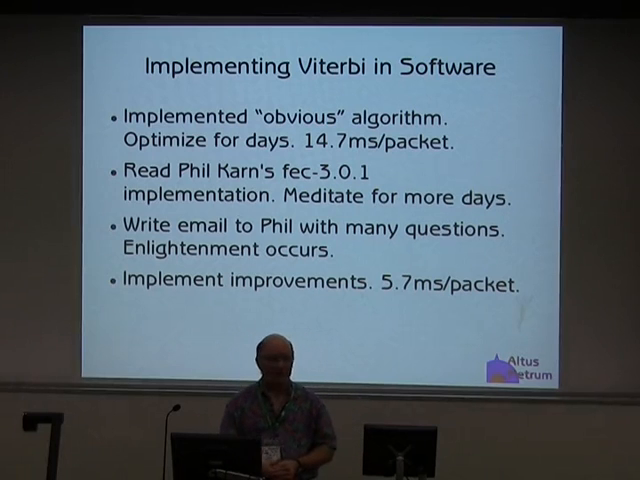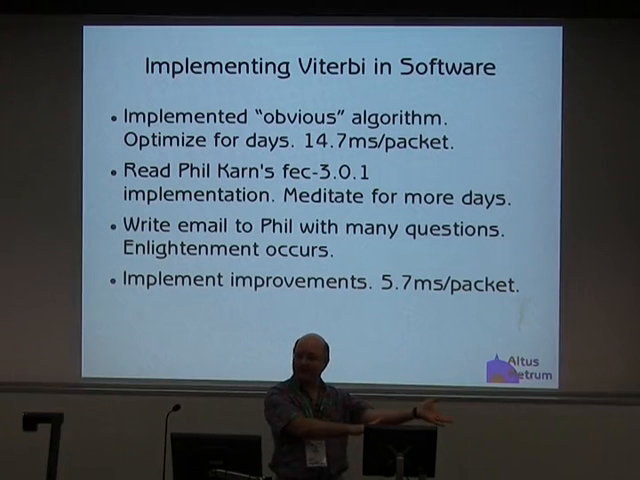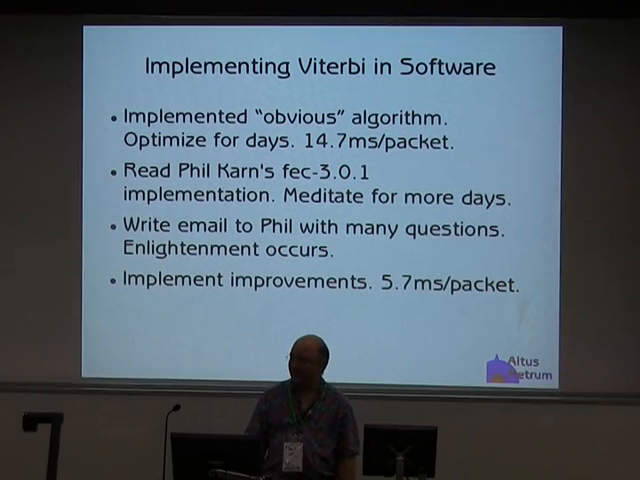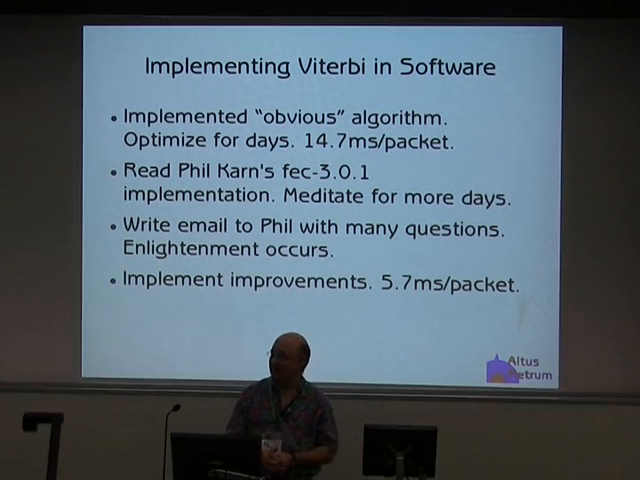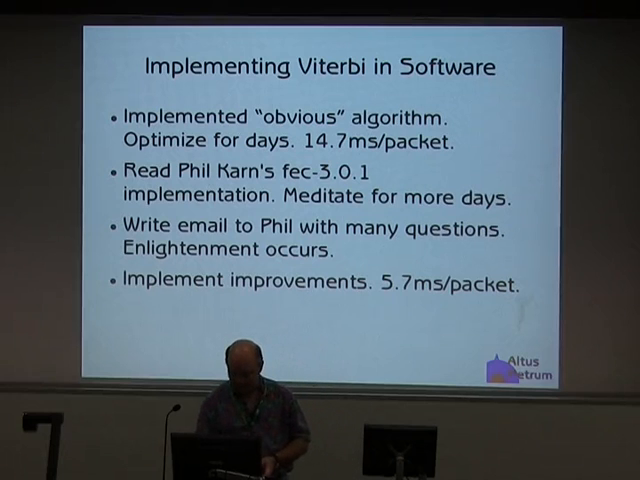I went off and implemented the improvements, and now the thing decodes in about 5.7 milliseconds per packet. So I have transmitting 10 packets per second. I'm decoding in about 6 milliseconds. So I have plenty of overhead. Oh, and that 5.7 milliseconds per packet includes 1 interrupt per bit coming out of the receiver. So I'm taking 38,400 interrupts per second to get the soft decision data out of the receiver.